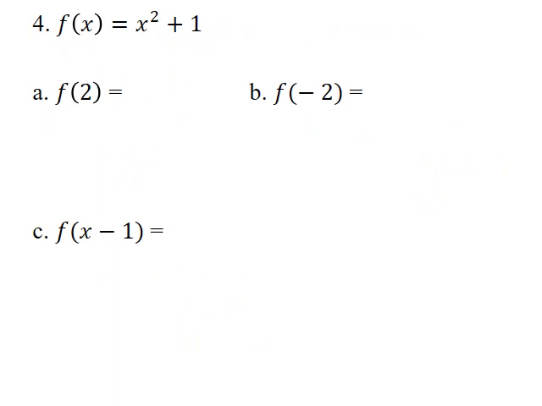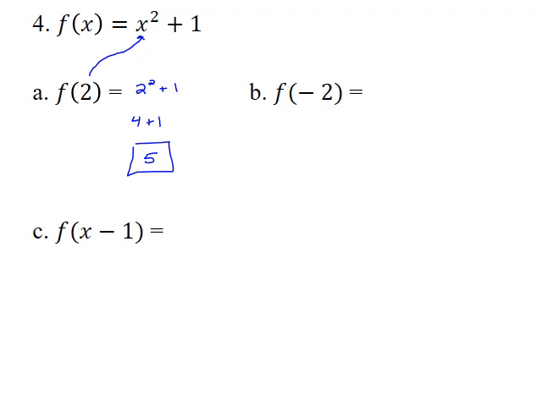All right, so let's look at this one. What if I define f of x as being x squared plus 1, and I want you to find f of 2, f of -2, and f of x minus 1? So for f of 2, once again, you're just plugging this number into your function. So that would be 2 squared plus 1, which is going to be 4 plus 1, which is 5.